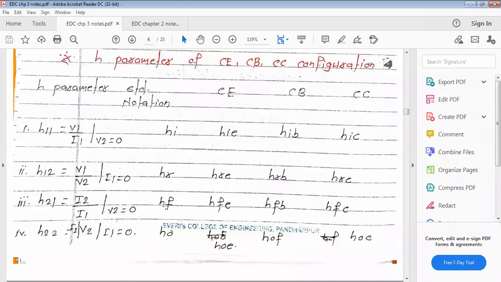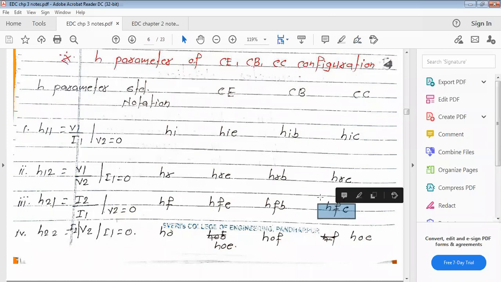Now, the same for the HF parameter, which is nothing but the H21 parameter. If we define it for common emitter, we represent it as HFE. For common base, HFB, and for common collector, it is HFC.